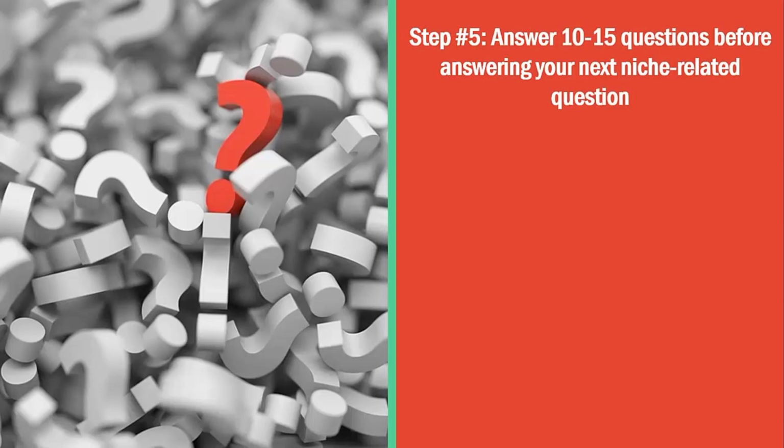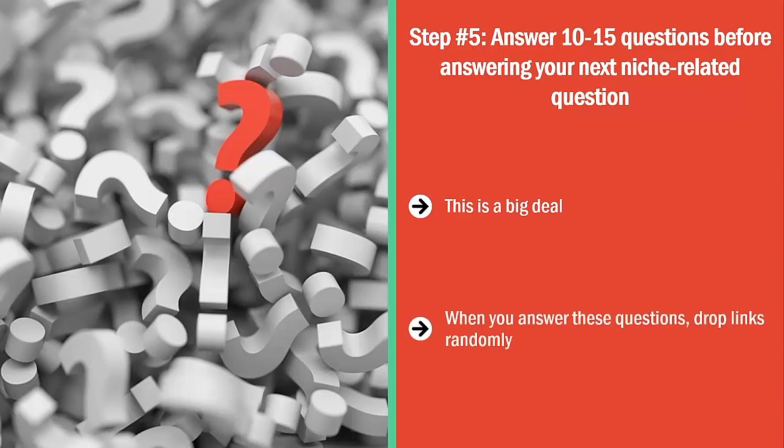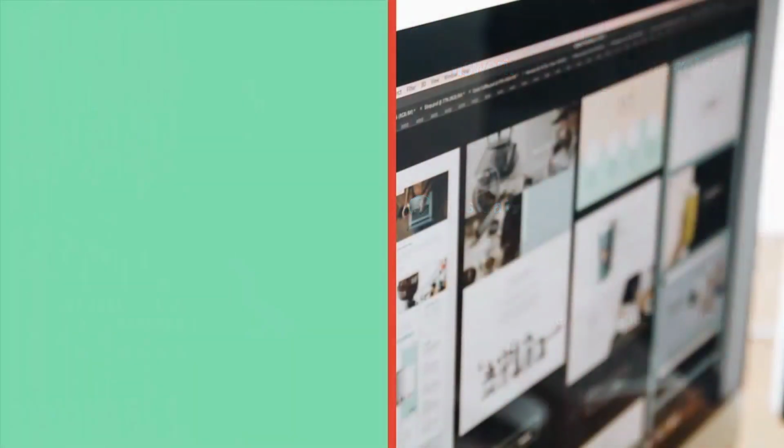Step number 5, answer 10 to 15 questions before answering your next niche-related question. This is a big deal. You can't just answer only questions related to your niche. You're going to be too obvious when you do that. I suggest that you answer 10 to 15 other unrelated questions in a wide range of unrelated niches. When you answer these questions, drop links randomly. This is curated content that answers their questions and are extremely helpful. These links are not related to your niche. When you do this, you build authority. You begin to look like a legitimate and bona fide member of the Quora community.